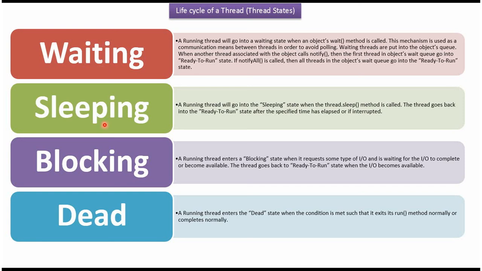A running thread will go into sleeping state when the thread sleep method is called. The thread goes back to ready to run state after the specified time has elapsed or if interrupted. A running thread enters a blocking state when it requests some type of IO and it is waiting for the IO to complete or become available. The thread goes back to ready to run state when the IO becomes available.